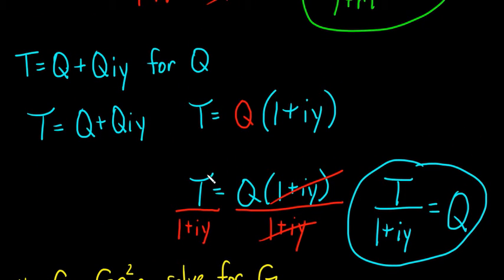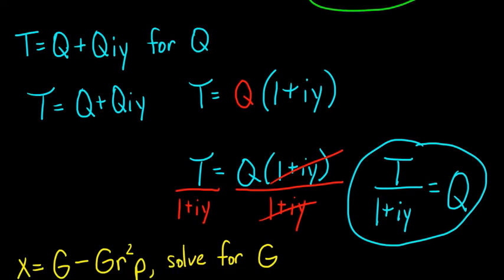All right, another one. T equals Q plus QIY, and we're asked to solve for Q. Again, when I wrote it, I noticed that both parts of the equation on this side have a Q in common, so I factored it out. I'm left with 1 plus IY. And since it's multiplied by Q, I can divide both sides by 1 plus IY to get Q by itself. So Q is actually equal to T divided by 1 plus IY.